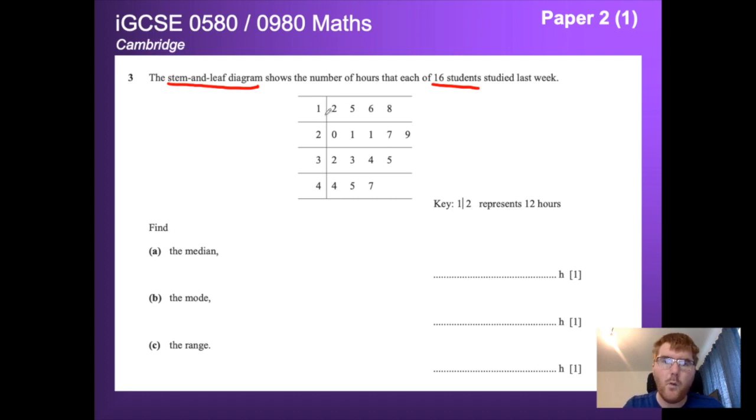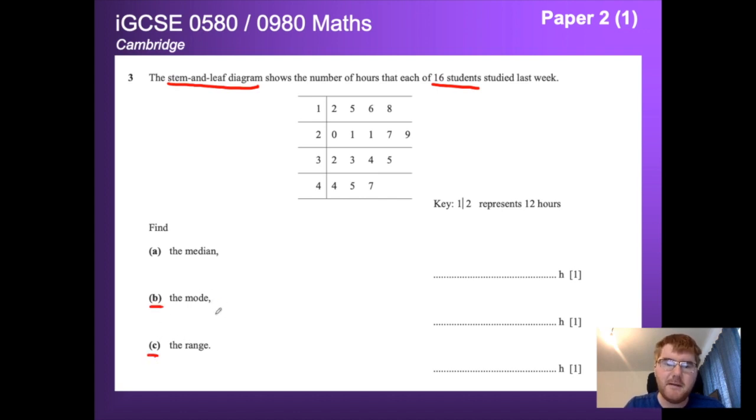For example, 1, 2 means 12. 1, 5 means 15. 1, 6 means 16. If we take down here, 3, 2 means 32. 3, 3 means 33. 3, 4 means 34. So there's another way of displaying data. Now I'm going to start with B and C first, before I look at the median.